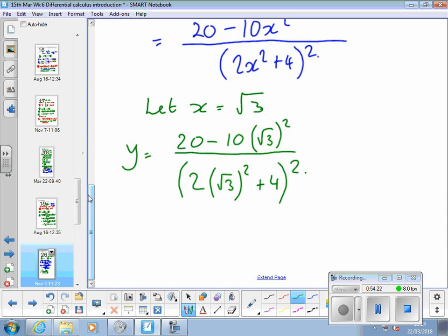No, you're not differentiating now. You've differentiated, that's your differential, this one, and now you're trying to find what the differential is equal to at a certain value of x. What is the square root of 3 squared? Yeah, 3. Go on.